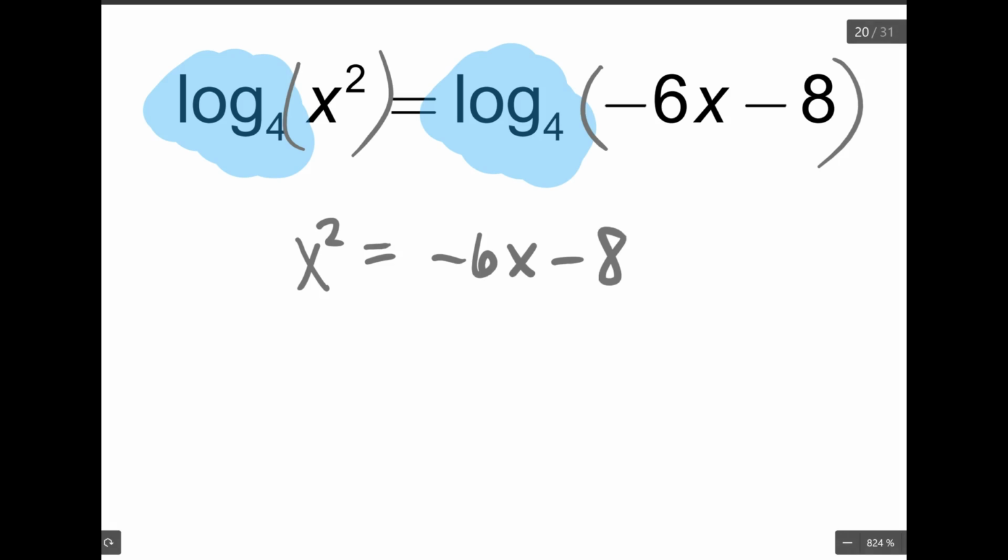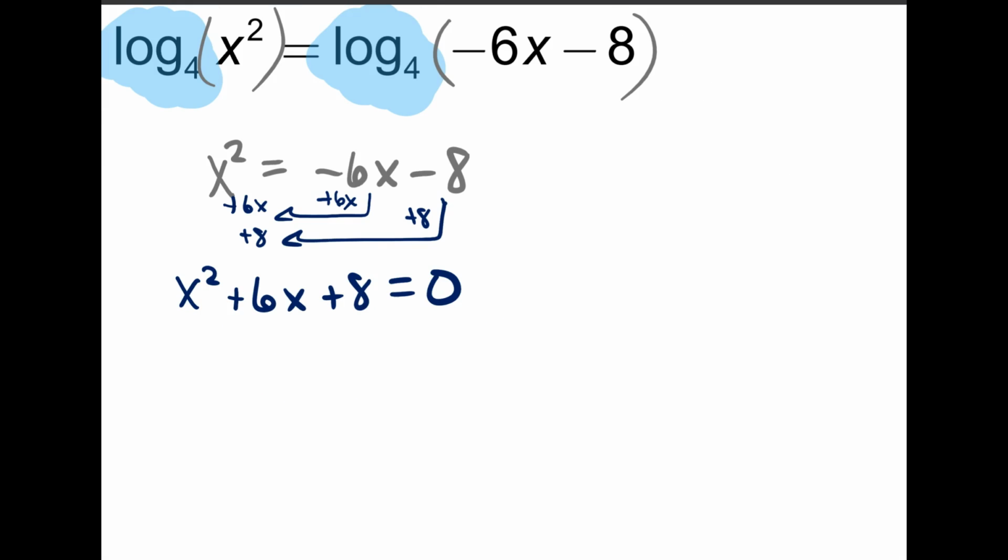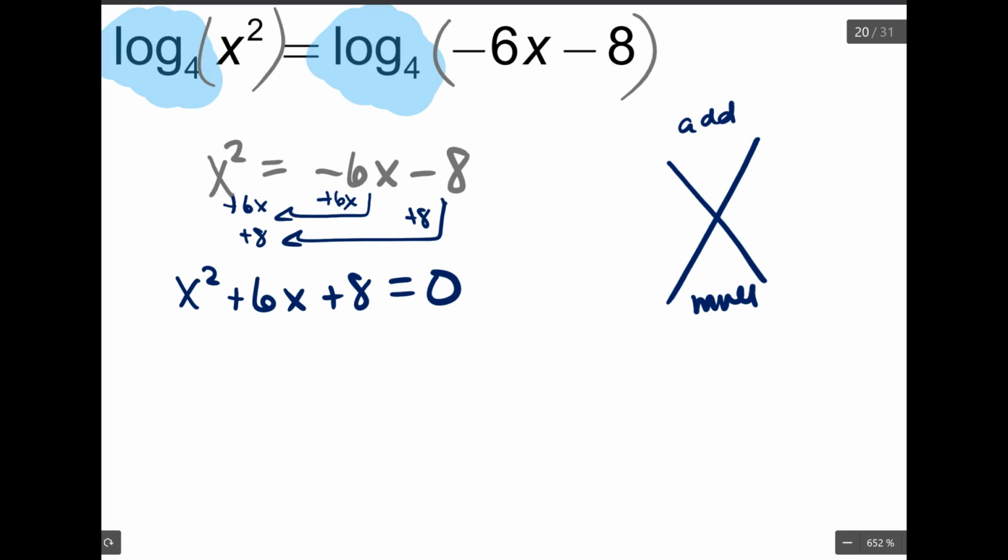Okay, so I'm going to move both of these over to the other side by adding 6x on both sides, adding 8 on both sides. That way I have x squared plus 6x plus 8 equals 0. I got everything on one side, set equal to 0. Now I must factor. So this is taking it back to chapter 4. How do I factor these? They add to 6, multiply to 8.